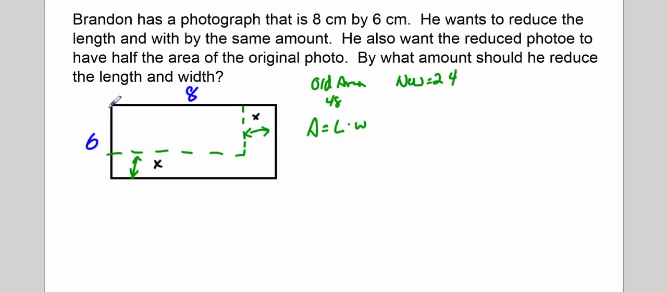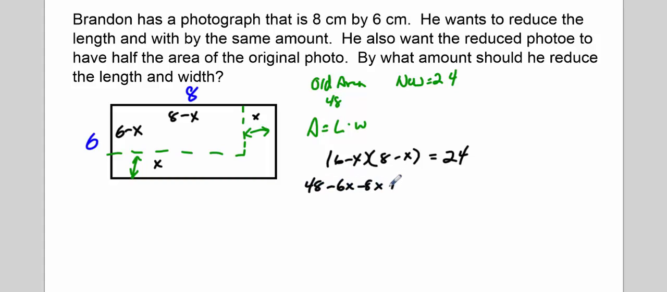So if I was at 6 and I'm cutting off x, this is 6 minus x. If I was at 8 and I'm cutting off x, that's 8 minus x. So for the new length and width, I have 6 minus x times 8 minus x is equal to my new area, or 24. Again, I'm going to need to FOIL this out, so that's 48 minus 6x minus 8x plus x squared is equal to 24.